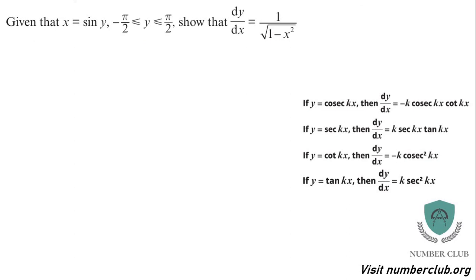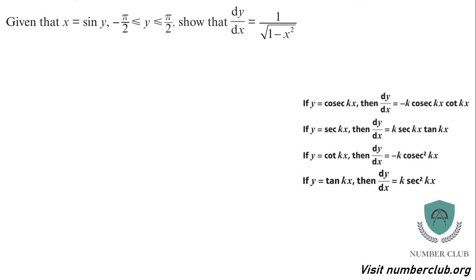So we've got, given that x equals sine of y, where y is between negative pi over 2 and pi over 2. This is really scary, quite intense, this thing. Show that dy by dx equals 1 over root of 1 minus x squared. This looks pretty brutal. There are problems with it.